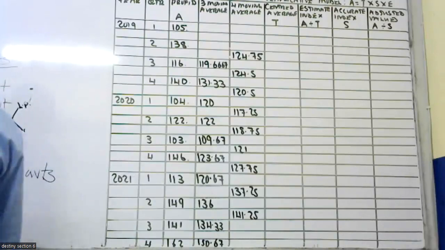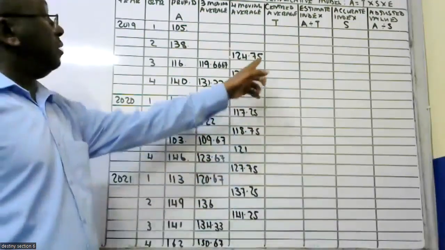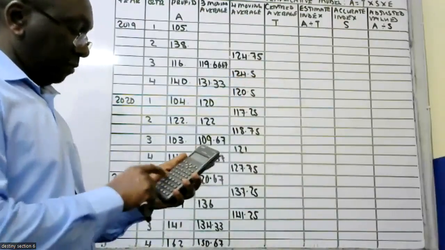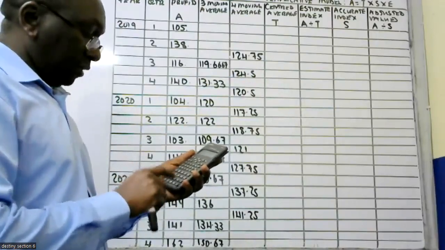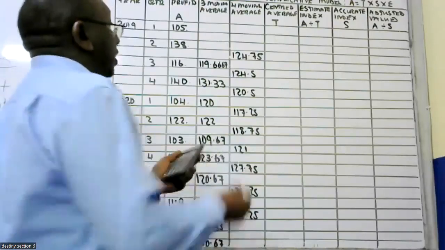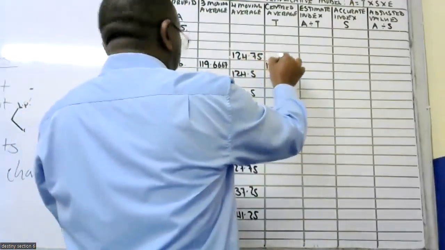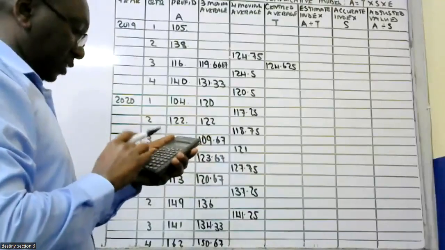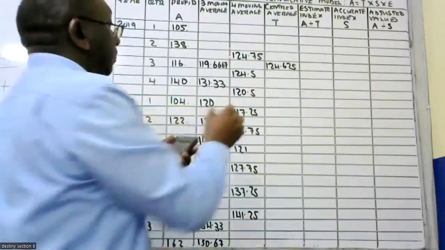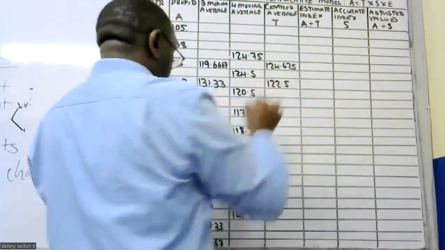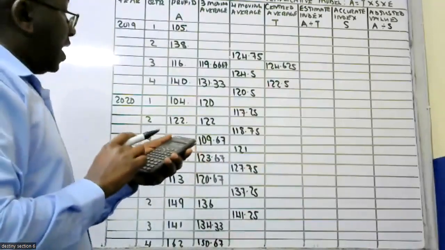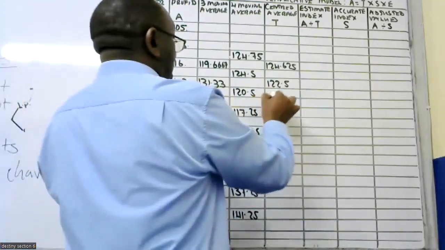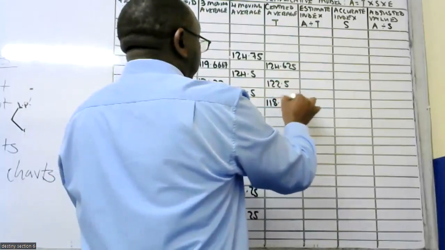Then we center. To center, to remember what you do, you add these two neighboring values. You add them, divide by 2. So to answer part, tuseme 124.75 plus 124.5 divided by 2. I will get at the center here 124.625. 124.5 plus 120.5 we divide by 2 is 122.5. 120.5 plus 117.25 you divide by 2 is 118.875.